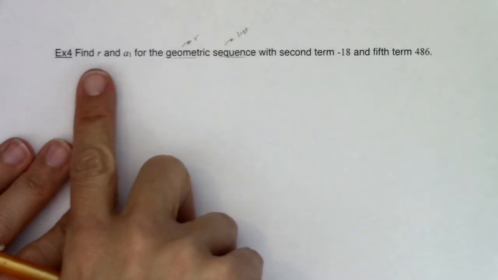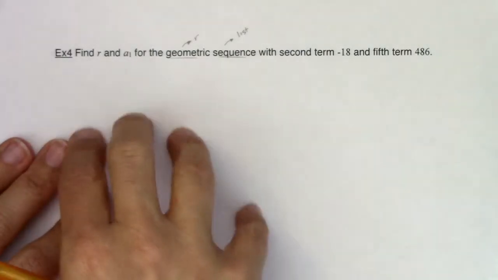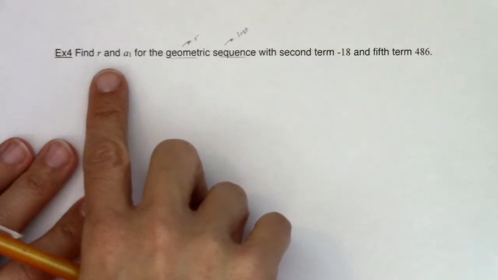Now, taking a look at what they're asking us to find, it's a bummer because we need r and we need a sub 1. Those are the two most important components of the geometric sequence formula. So I gotta find those. I'm gonna have to do a little work.